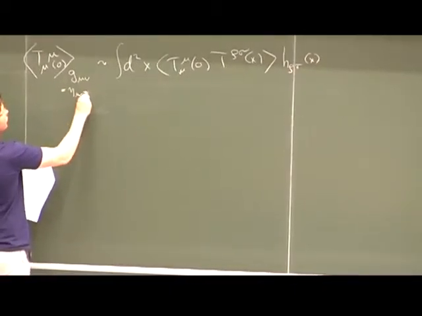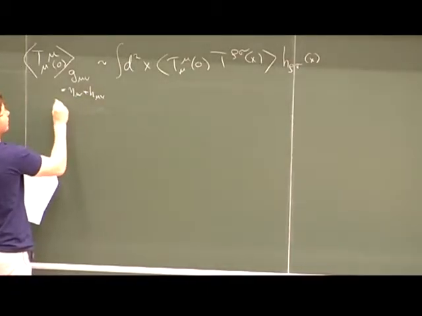Just lift the blackboard a little bit more. So this one-point function is given by the following expression. And I'll also explain where I got it from after I write the expression. So we get the integral d2x of T mu mu at zero, T rho sigma at x, h rho sigma of x. And the metric is given by eta mu nu plus h mu nu, and h is small.